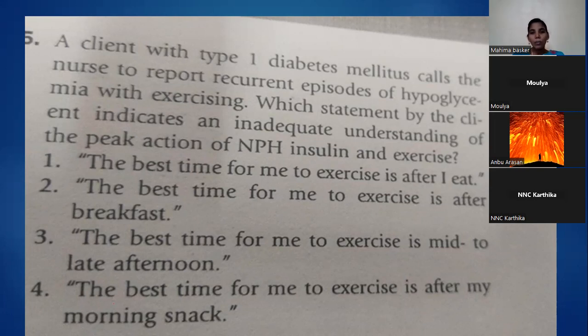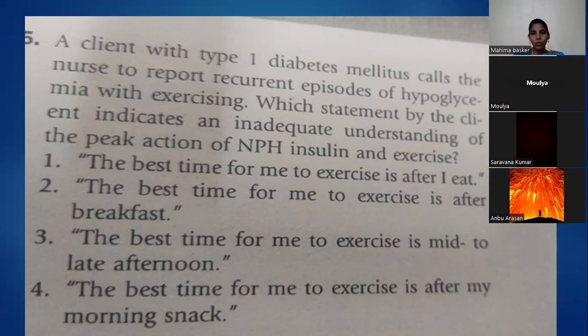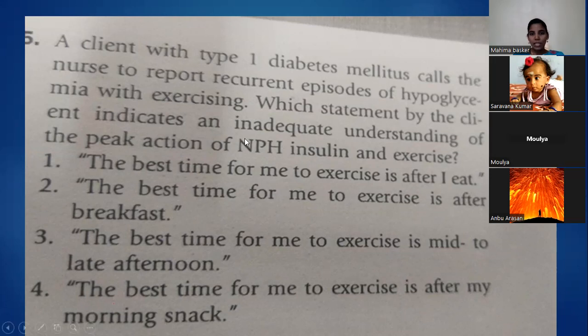First option: the best time for me to exercise is after I eat. Is it correct or not? Yes, after eating only, because before eating they may go into a hypoglycemic attack. Second: the best time for me to exercise is after breakfast. Third: the best time for me to exercise is mid to late afternoon. Fourth: the best time for me to exercise is after my morning snack. What will be the wrong answer? The wrong answer is the answer for this question, because they are asking about inadequate understanding of exercise and insulin.